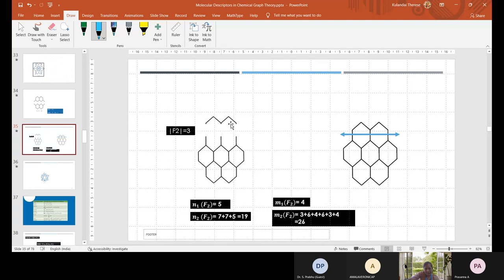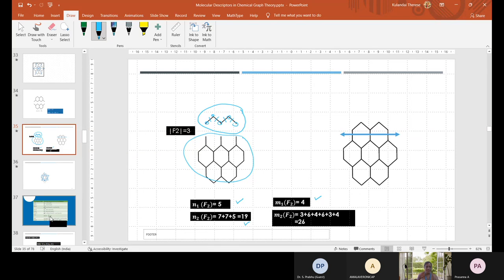Here, you can see, what is the first one? We can say that N1 of F2. N1 of F2 means number of vertices or atoms in the first component. In this component, we have 5 vertices. See, 1, 2, 3, 4, and 5. Therefore, number of atoms in the first component is 5. And again, you can see that number of edges in this component is 4. And again, in this subgraph, we have 19 atoms and 26 edges.